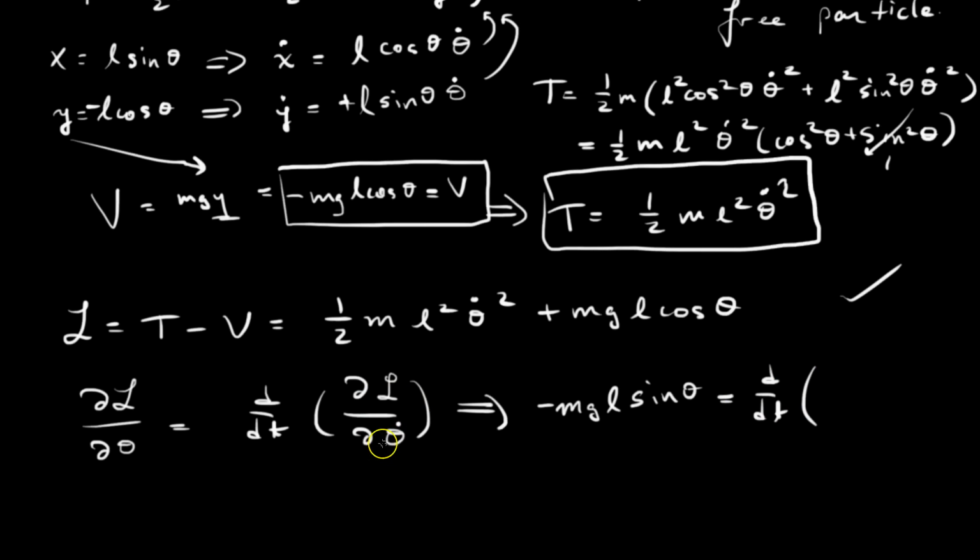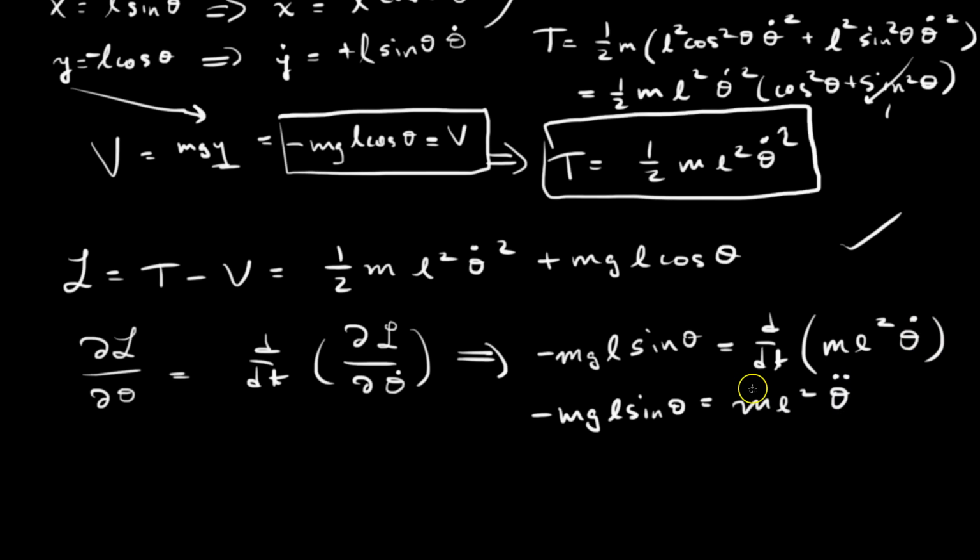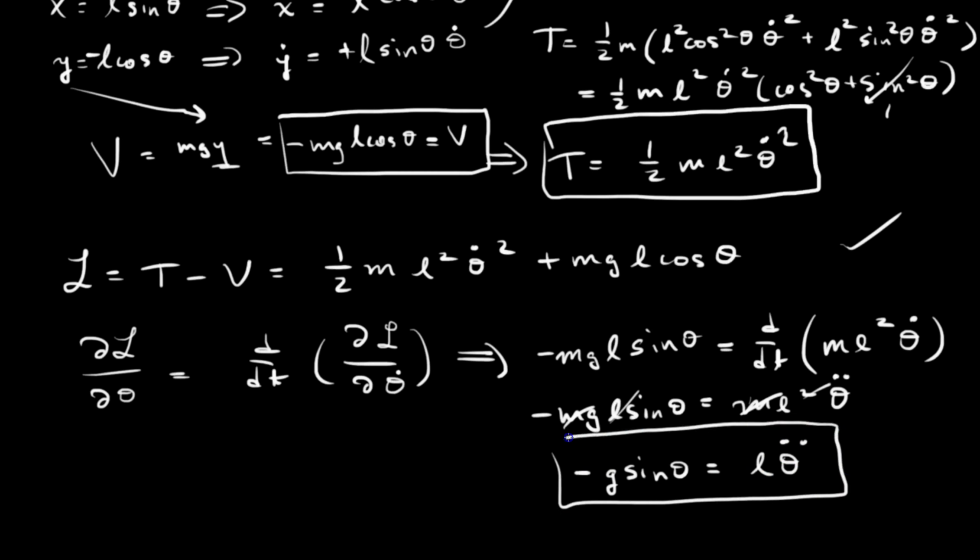What's the derivative with respect to theta dot? Well, the second term is just theta, so this term has theta dot, and this is just an easy derivative. It's going to be m L squared theta dot. One more step. What's the time derivative of this? m L squared is just a constant, and the derivative of theta dot is theta double dot. Okay, m's cancel out, one L cancels out, and we're left with negative g sine theta is equal to L theta double dot. And this equation is very easy to solve.